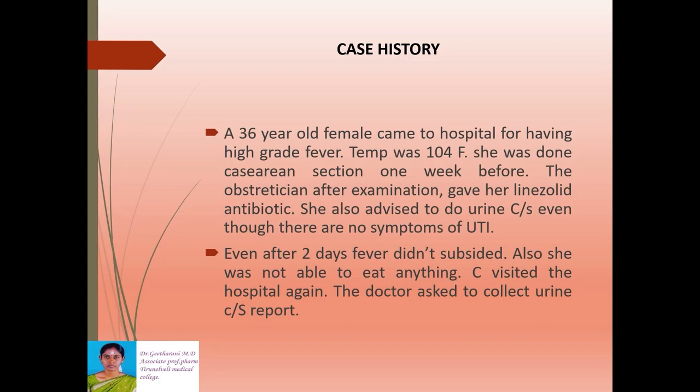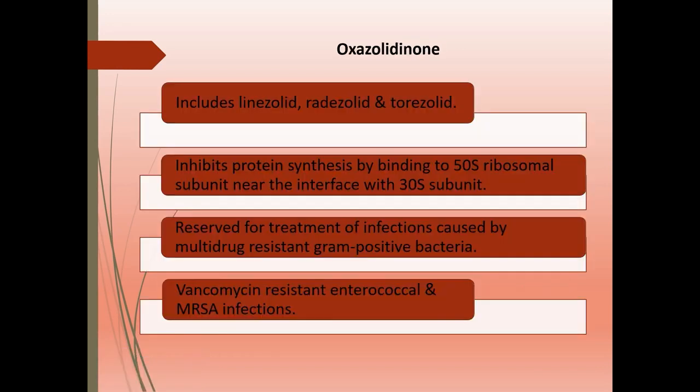Again the culture report came and it was found to be a urinary tract infection. The organism found was E. coli. So why didn't linezolid act on that? What is the reason behind that? Linezolid is an oxazolidinone. How does it act? It inhibits protein synthesis by binding to the 50S ribosomal subunit, and it is given for multi-drug resistant gram-positive bacteria.